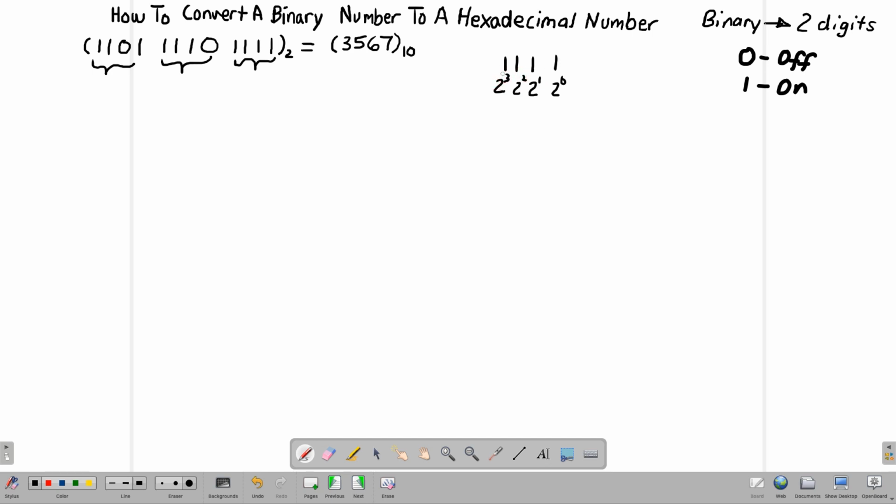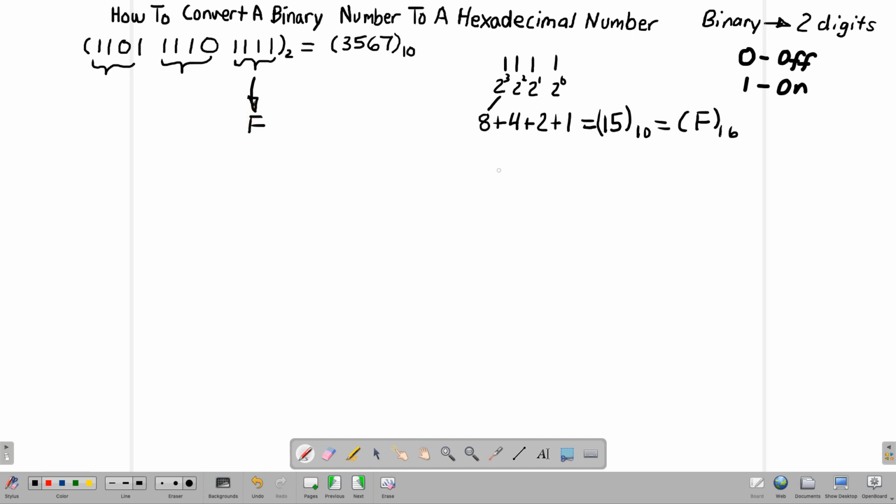And what this says, since all these are on, we want to add up. 2 to the third is 8. We have 2 to the second power represents 4. And 2 to the first power represents 2. And 2 to the 0th power represents 1. This adds up to 15. And 15 in hexadecimal is represented by the value F. And so we say that this group represents the value F.